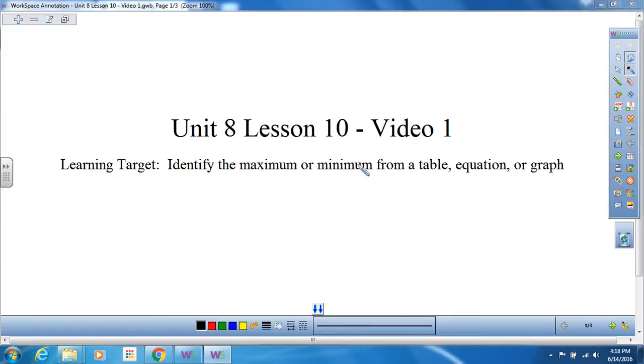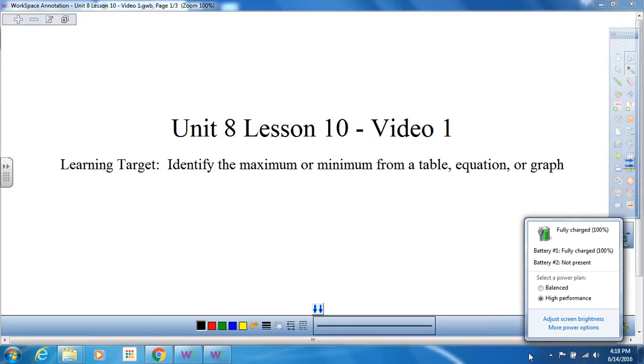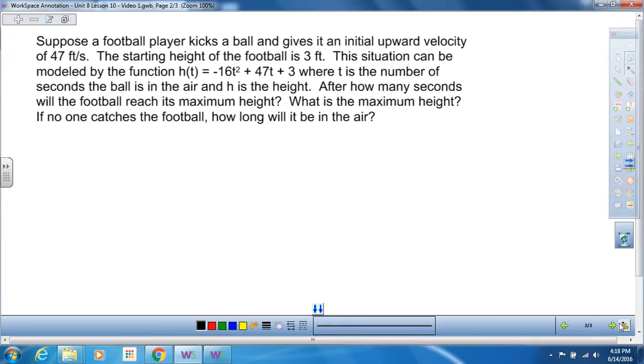Okay, this is video 1, Unit 8, Lesson 10. This is our last video for this unit. So we're going to look at this word problem. This is our only problem that we have in this video, but we're going to answer a few questions.